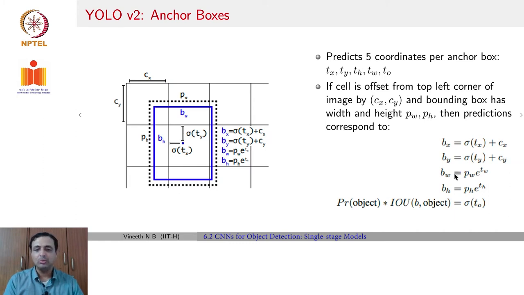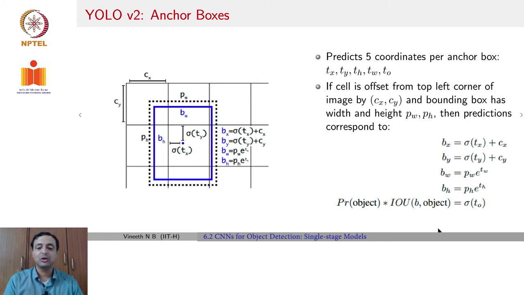And bw and bh are written in terms of scaling multiples over pw and ph. So bw is pw times exponent of tw, where tw is a predicted quantity. So bw is given by what scaling factor you should change the width or the height by. It's similar to predicting an offset, but the offset is a multiplicative factor for width and height. And finally, the probability of the object times the IOU, which is the quantity that we just saw for YOLO v1, is sigma of to.